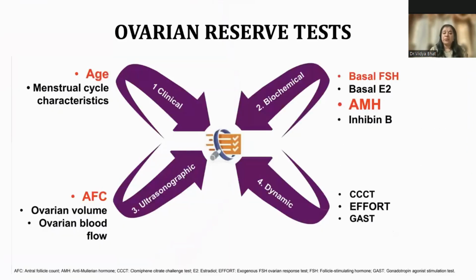So ovarian reserve tests, what are you doing? Age, menstrual cycle characteristics, and AFC, that is ovarian volume and ovarian blood flow. And then you have basal FSH, basal E2, AMH, and inhibin B. And of course, if you want, the clomiphene challenge test, then the exogenous FSH test, and also the gonadotrophin stimulation tests. So these are dynamic tests. Biochemical is AMH and inhibin B. Clinical, of course, we know about the menstrual history. And on ultrasound, we know the AFC, ovarian volume, and the vascularity.